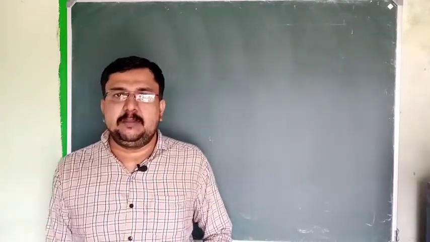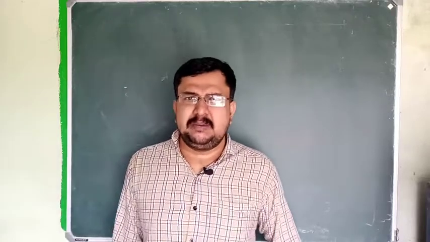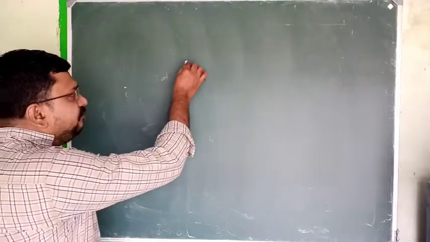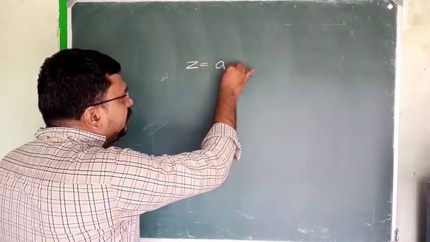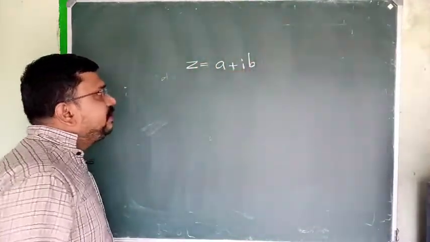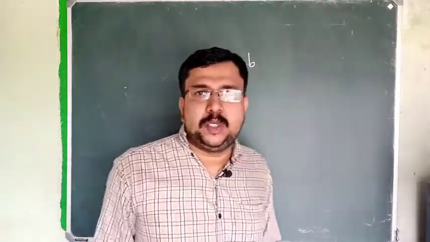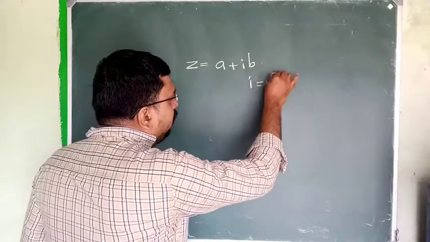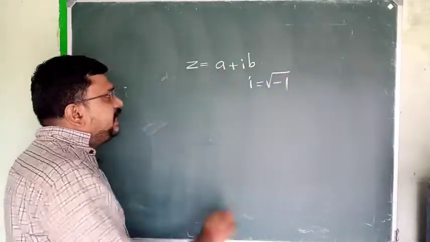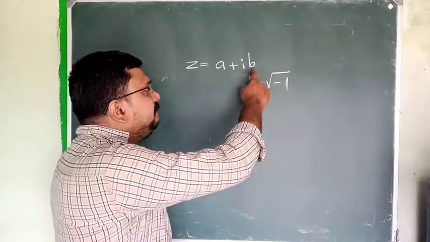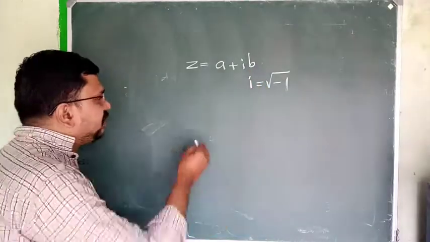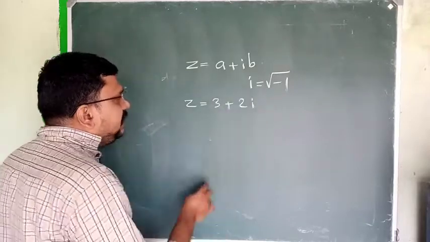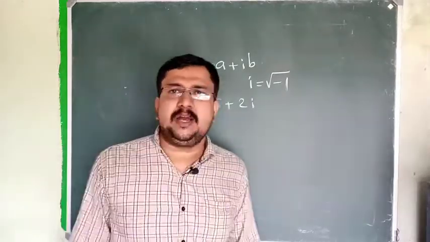First we can study complex numbers. What is a complex number? We know that a complex number means a number of the form z equal to a plus ib, where a and b are two real numbers and i equal to root minus 1. a is called the real part and b is called the imaginary part. For example, z equal to 3 plus 2i is an example of a complex number.